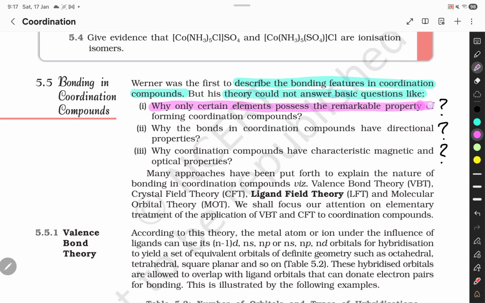Also, something that I want to highlight is why Werner's theory failed. They can ask this in so many assertion-reasonings. Oh my god. So basically, it was questioned why only certain elements possess this remarkable property of forming coordination compounds. It was also questioned why the coordination bonds have directional properties. Why is it directed to the more electronegative one? Questions like that. And why coordination compounds have characteristic magnetic and optical properties. Why do they do that?